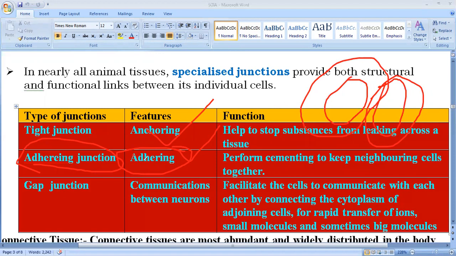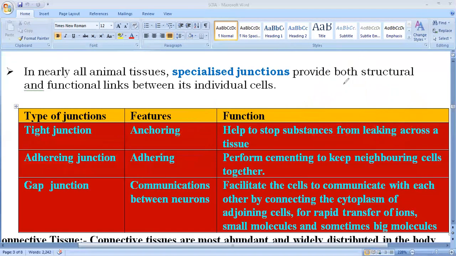Because they lost their adhering ability, their adhesion ability, they behave freely and can move from one body part to another, and this phenomenon is known as metastasis. So in metastasis, they lose their adhering property. The function of the adhering junction is to adhere the cells, the group of cells or tissue, so that they are attached with each other.